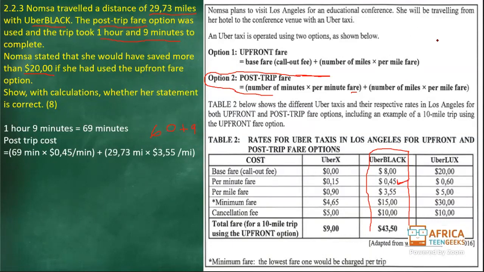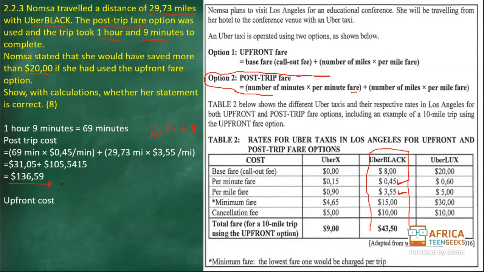Plus what? Plus the number of miles. What number of miles are we given in the question here, which is 29.73 miles. Multiply by per mile fare. Per mile fare, we can see again, it's $3.55 per mile. Then you work out your calculations and we see that it actually costed $136.59 when she used this post-trip fare. That's how much this trip cost her. Now we are comparing it with the upfront cost.